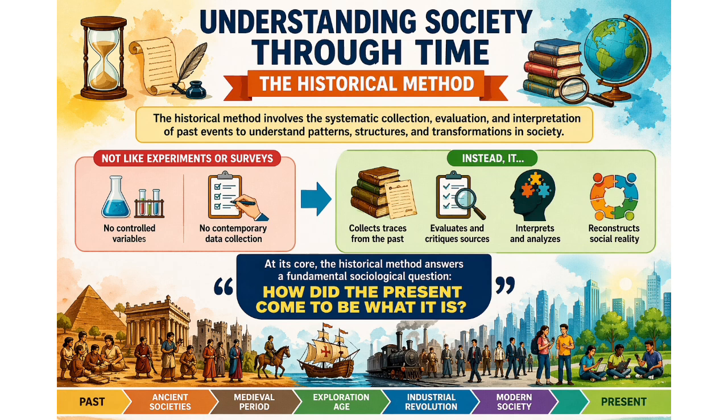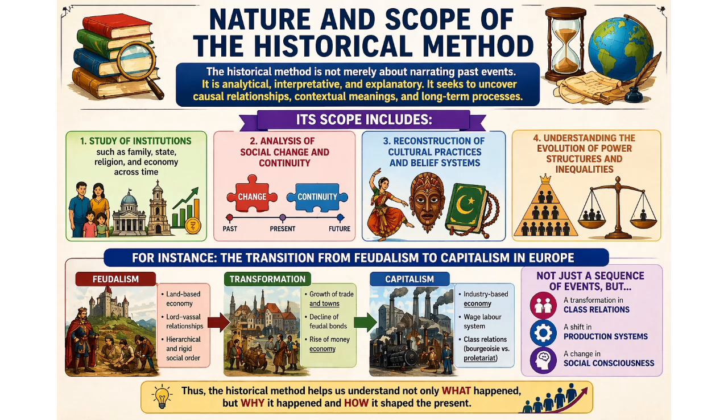At its core, the historical method answers a fundamental sociological question: how did the present come to be what it is? Nature and scope of the historical method. The historical method is not merely about narrating past events. It is analytical, interpretative, and explanatory. It seeks to uncover causal relationships, contextual meanings, and long-term processes. Its scope includes study of institutions such as family, state, religion, and economy across time.